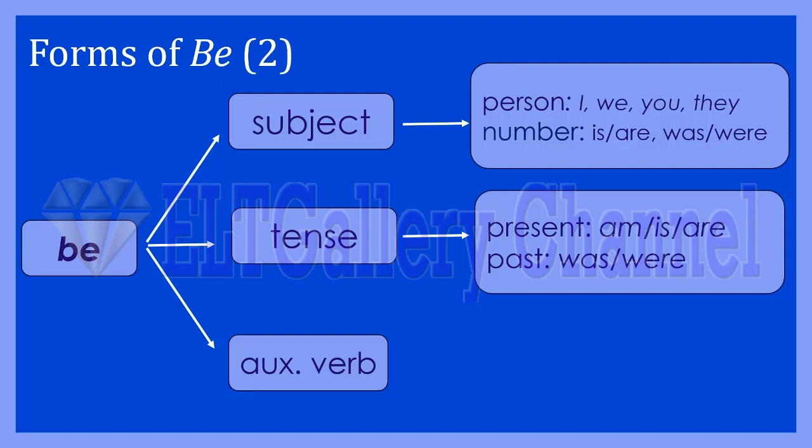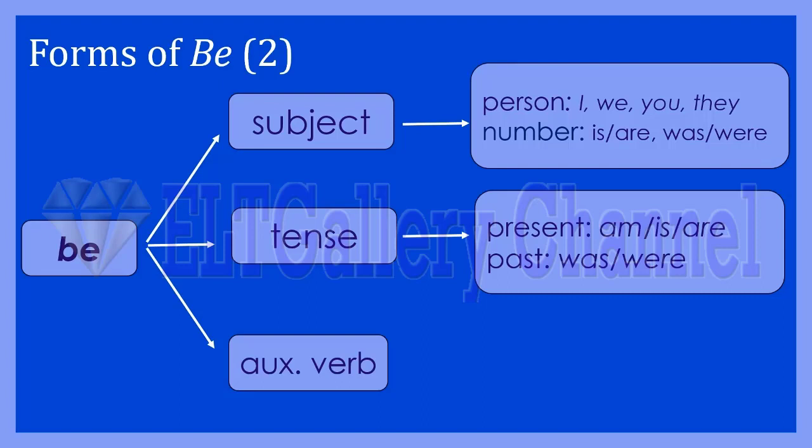If the tense is present, we have am, is, are. And if the tense is past, we have either was or were. Was is for he, she, it, or the singular third person, and also with I. Were is for the second person and the plural third person.